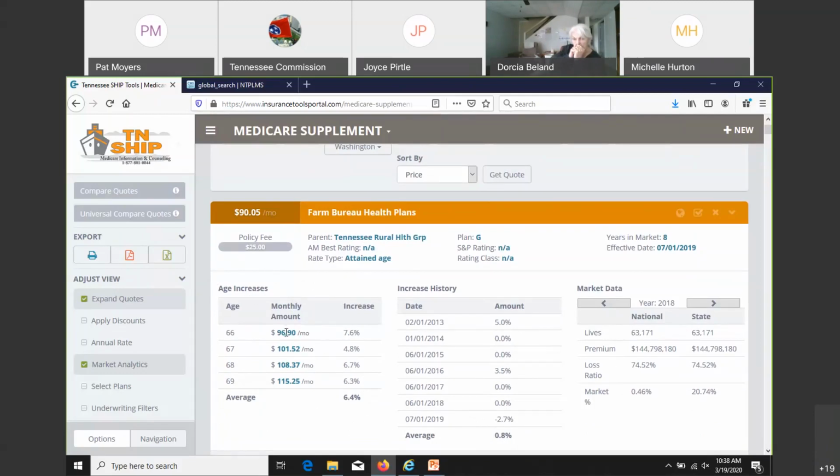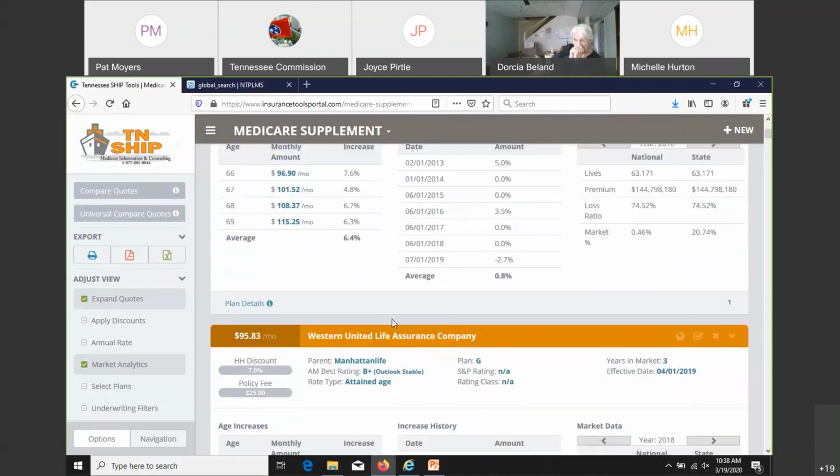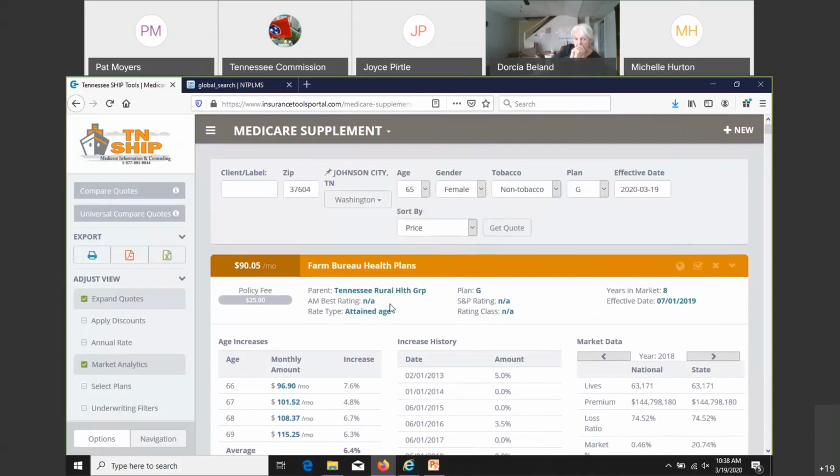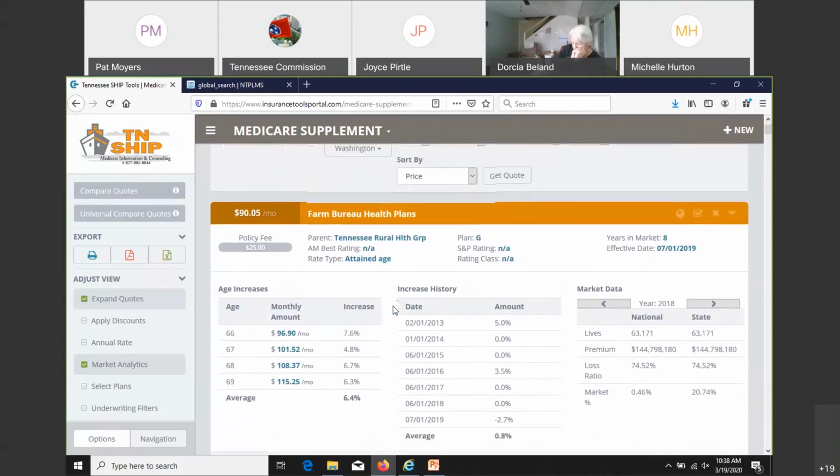You can see right here at age 66, that's going to go up to $96.90. 67, that's going to go up to $101.52. 68, it's going to go up to $108.37. And then by age 69, it's going to be $115.25. So that's going to go up roughly about $15 over the course of 4 years. If we keep looking down, you'll notice that most of these plans are attained age. So that would be the plans that are going to go up on an annual basis.